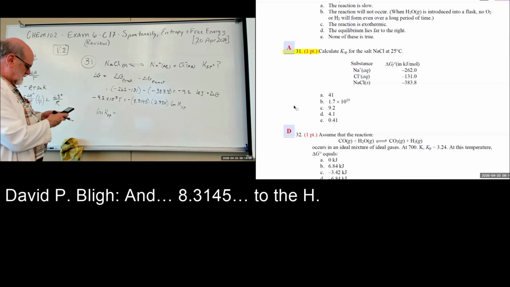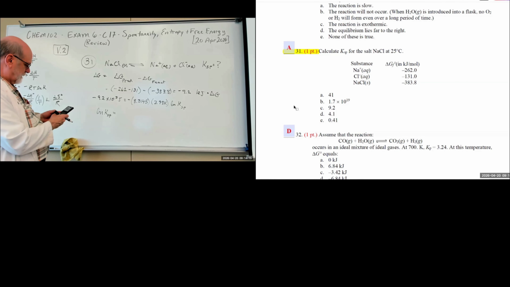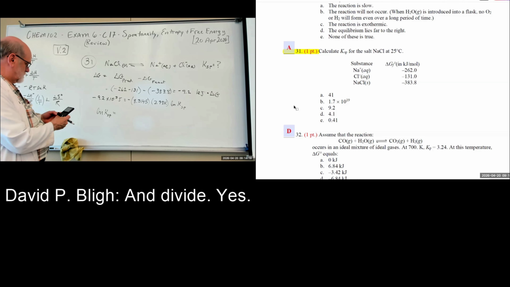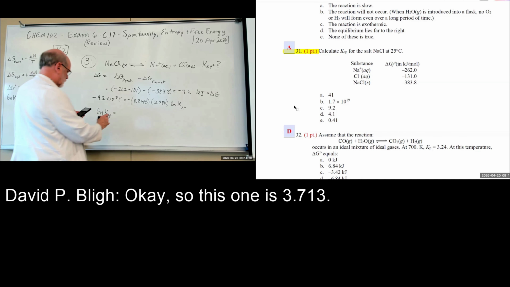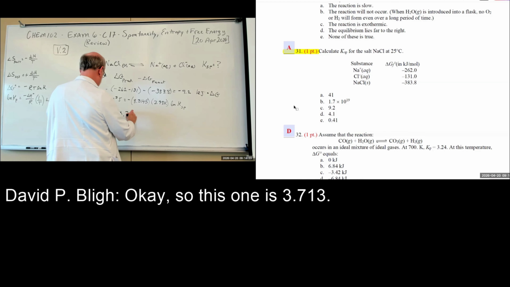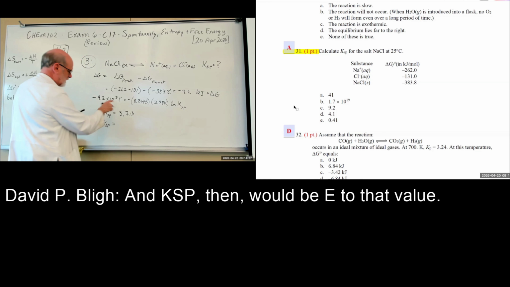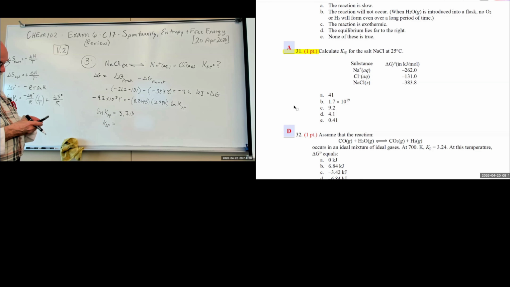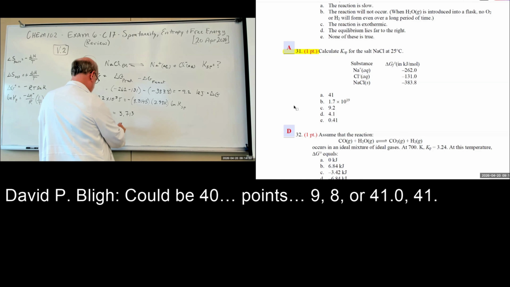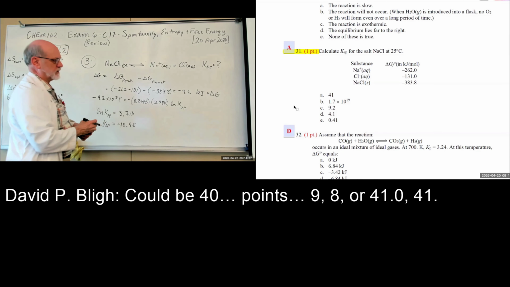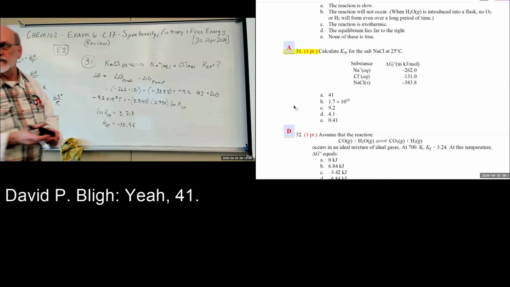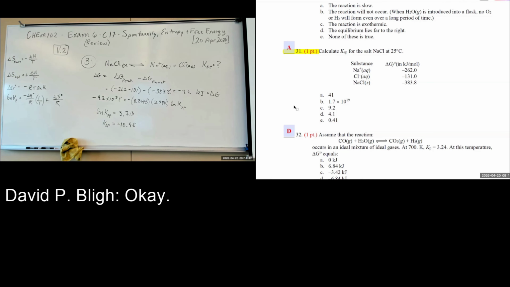All right, and 8.3145, and divide this. Okay, so this one is 3.713. And KSP then would be e to that value, which would be 40.98 or 41.0, 41. Yeah, 41. Okay.